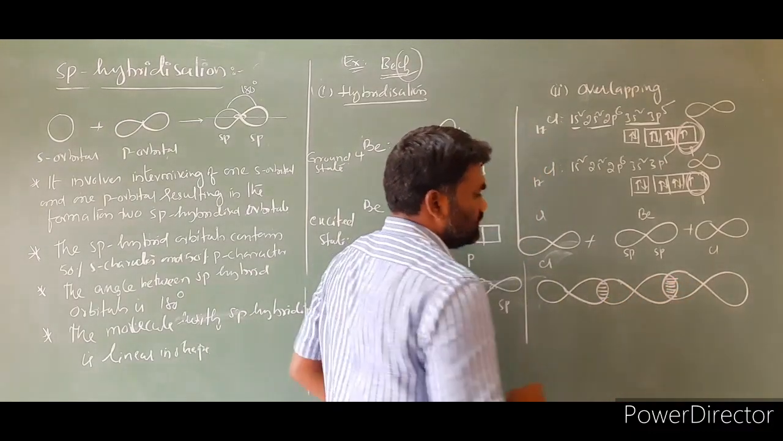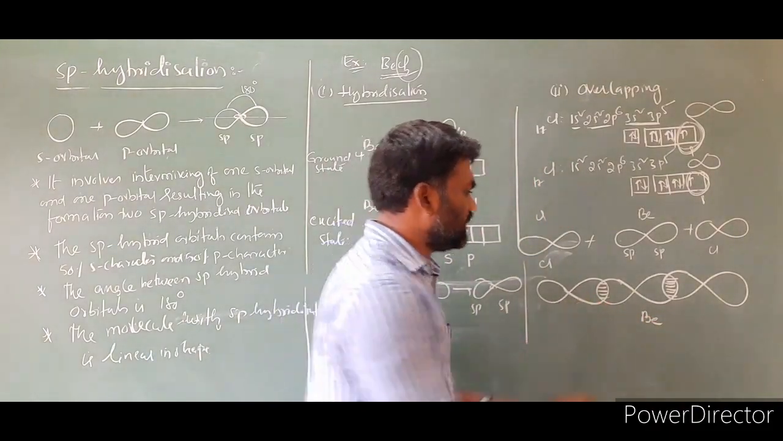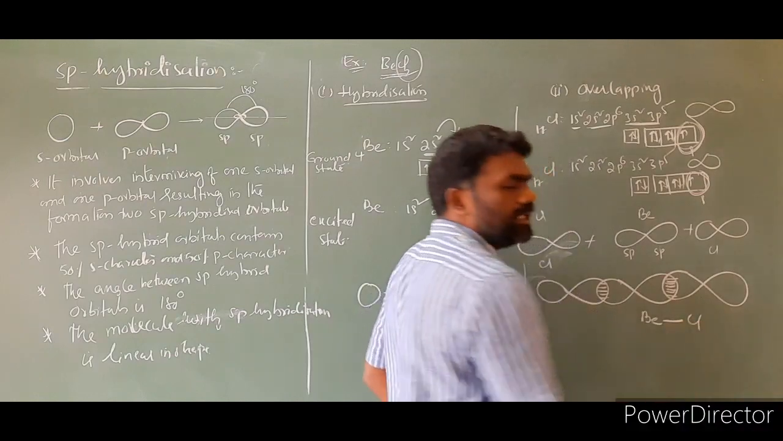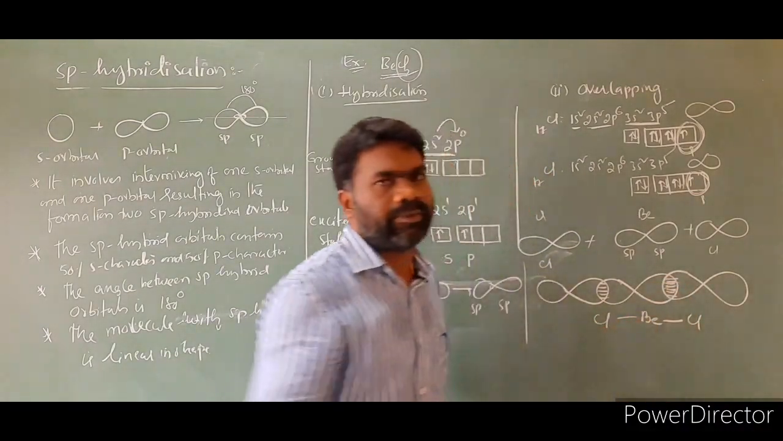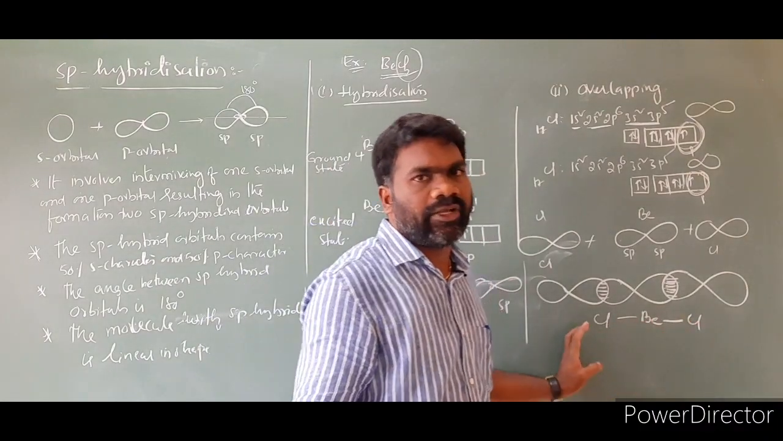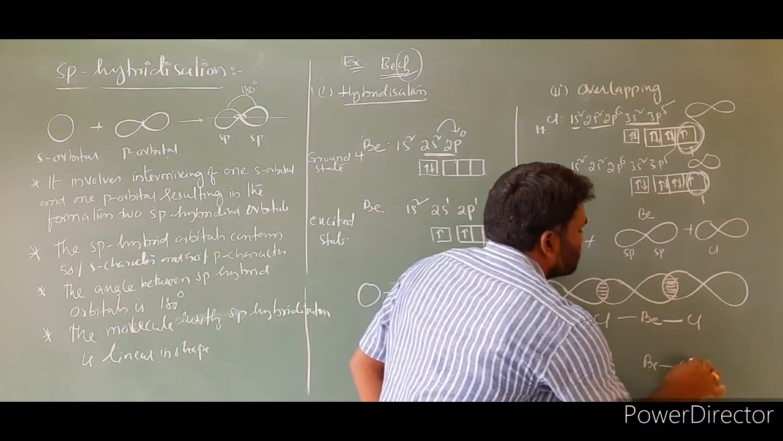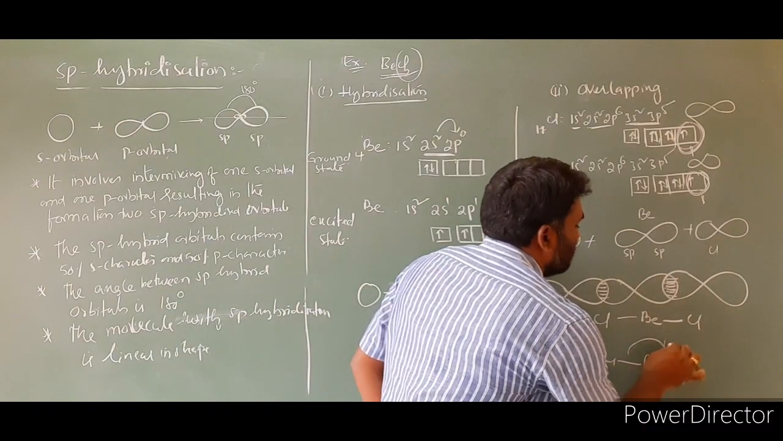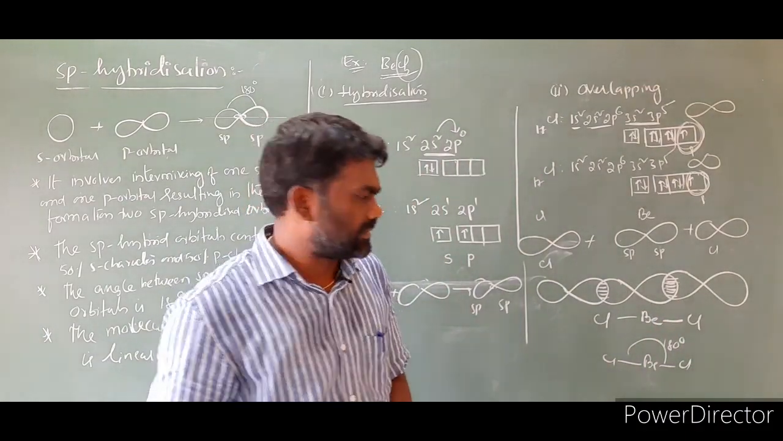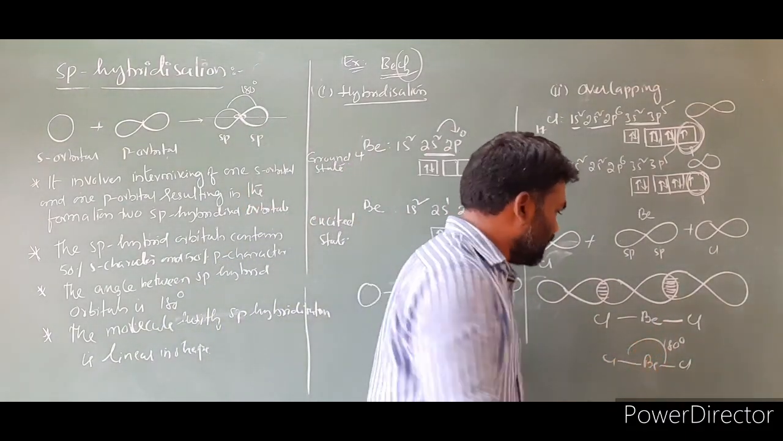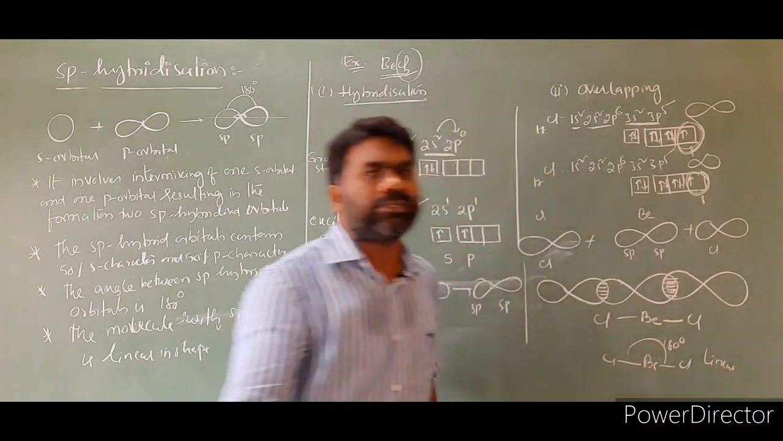Clear? So this is beryllium at the center. After overlapping, between the beryllium and the chlorine one bond is formed. This overlapping leads to the formation of a bond. Between the beryllium and each chlorine one bond is formed. This is BeCl2. Finally, we overlap like this. Then the angle: for BeCl2, the angle is 180 degrees. Another important point here is the shape of the molecule is linear.